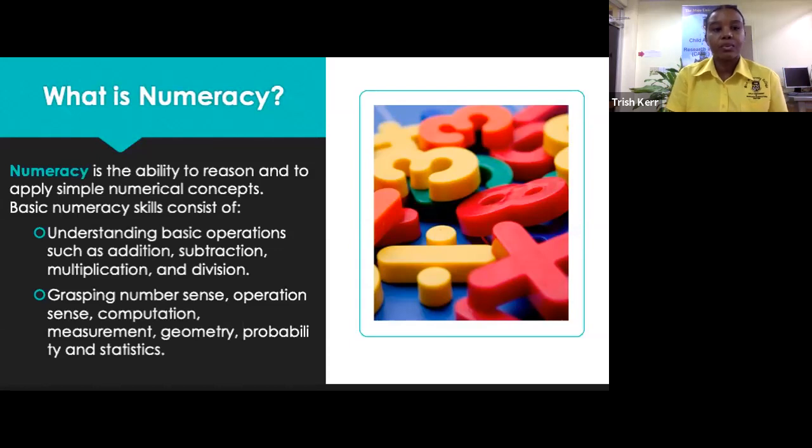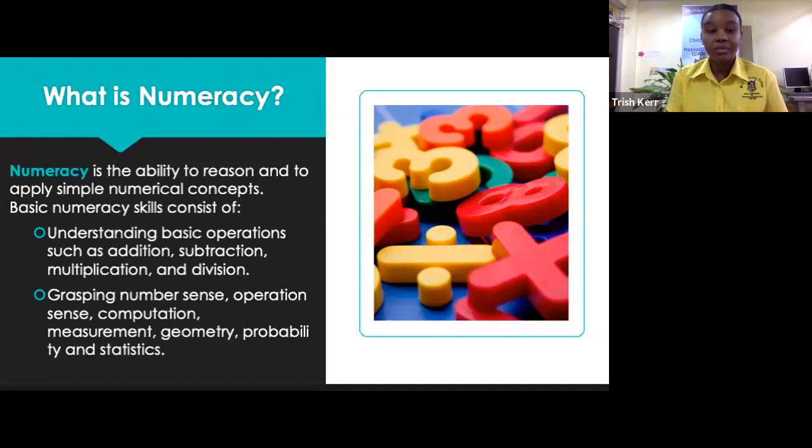Operation sense has to do with your understanding of the signs, knowing when to add, knowing when to subtract, when to divide, and when to multiply. Computation now goes a step further, that is where we teach a child to make the calculations. So now you know the addition sign. Can you perform addition? Can you perform subtraction? That is what computation is.